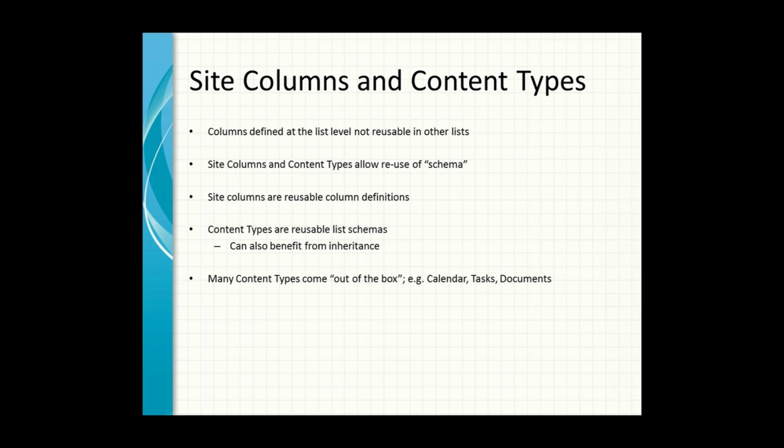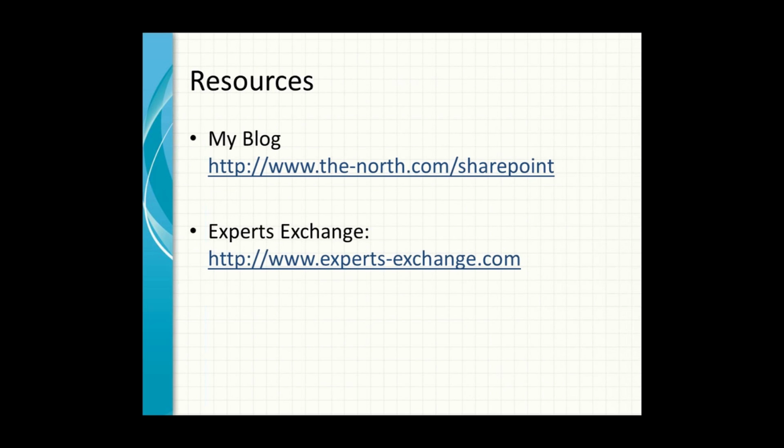Now, many content types are already defined for you. They come out of the box with SharePoint for calendars, for task lists, for document libraries, and you can work with those. You can extend them yourself if you so wish. I've only really scratched the surface of SharePoint and lists and libraries due to the short nature of this webinar. There is so much more that we could cover which would be of interest and use to you.